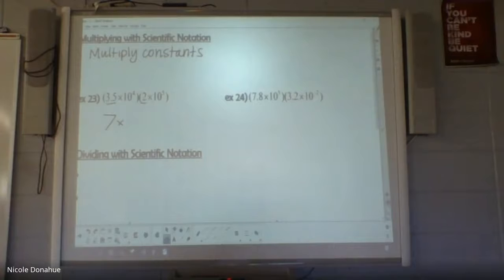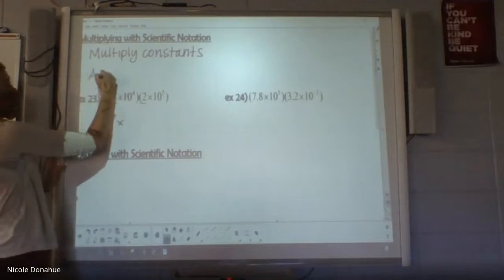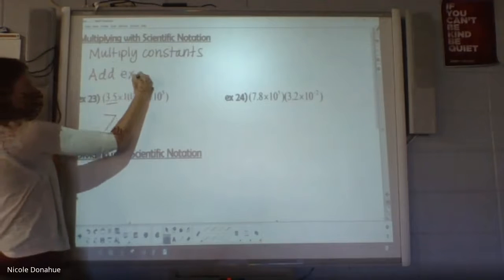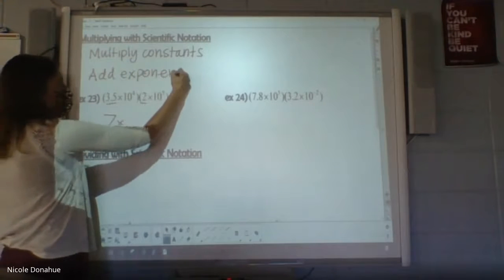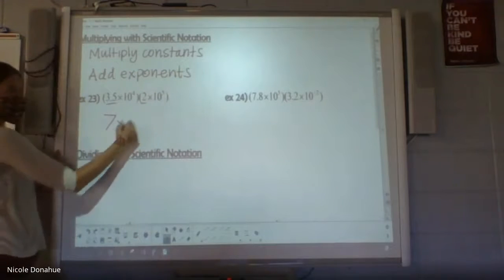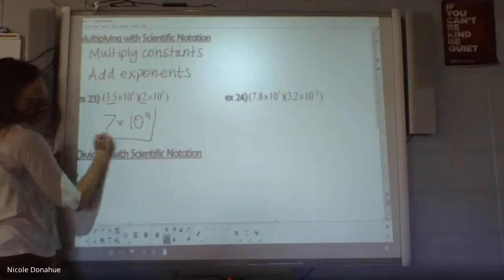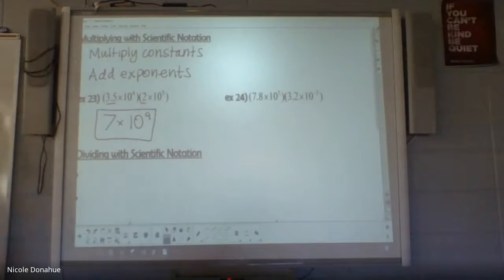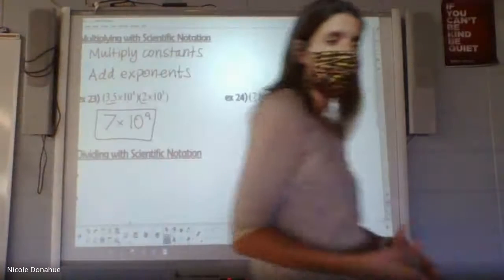And so if I'm multiplying and I have the same base, what do I do with the exponents? Add up. So 4 and 5 is going to be 9. That's now in scientific notation, 7 times 10 to the 9.